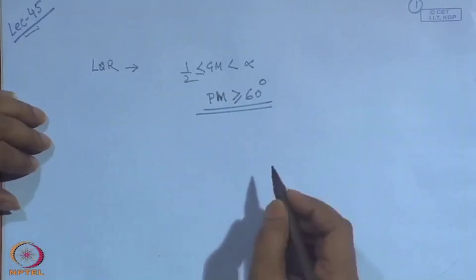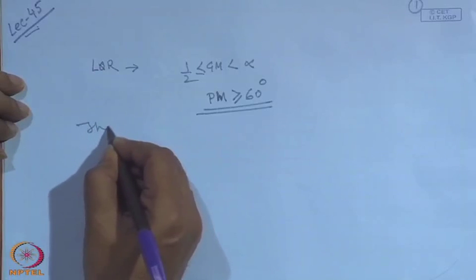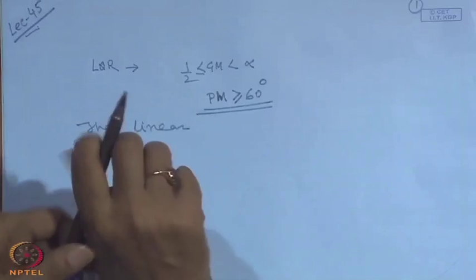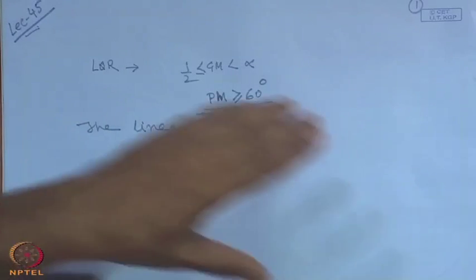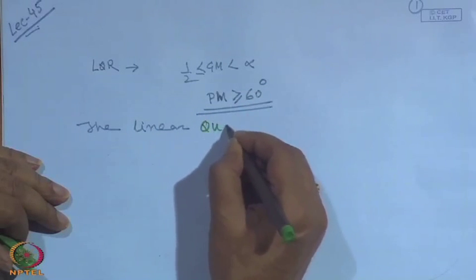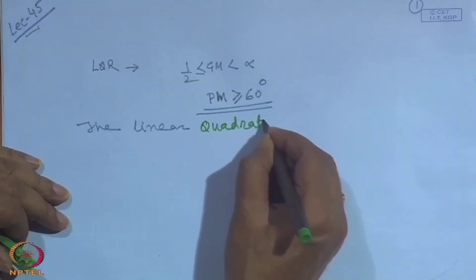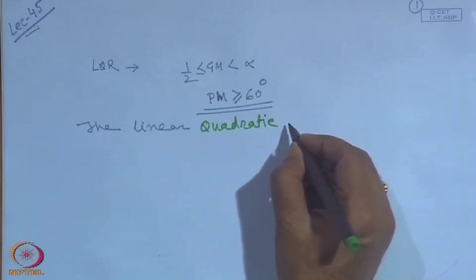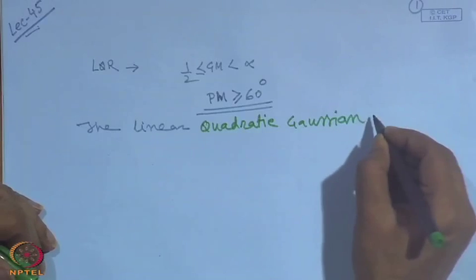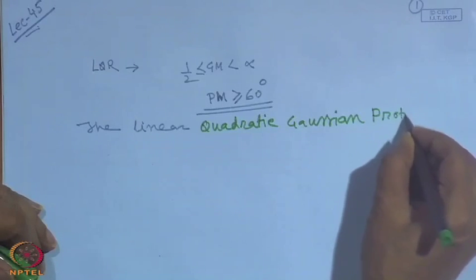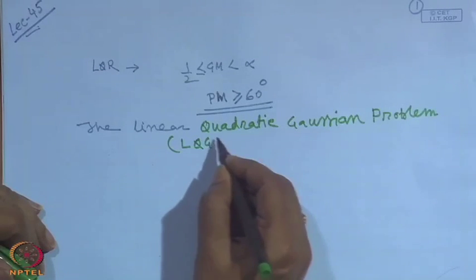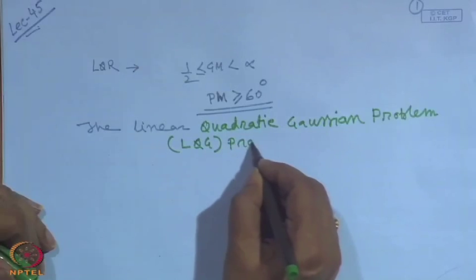So today we will discuss the linear quadratic Gaussian problem. In short, it is called the LQG problem. We will discuss the LQG problem.